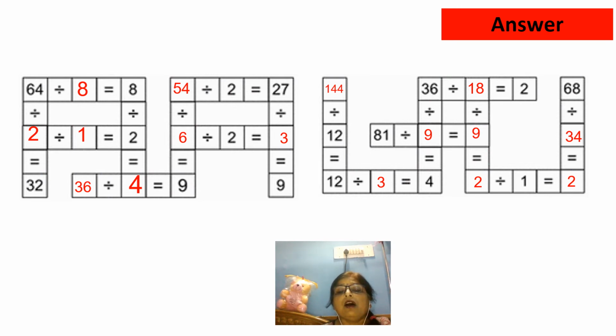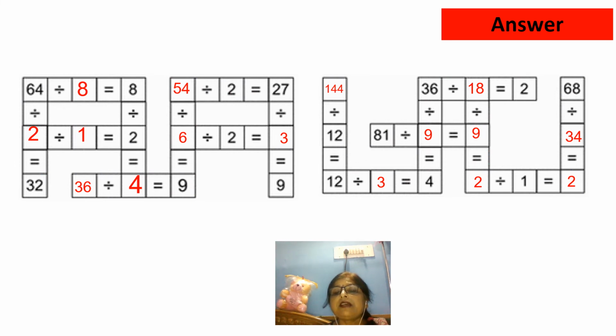Next, the answer is here 12. So 144 will be divided by 12 and you are getting here answer 12. Next, the answer is 2. So 36 will be divided by 18. Then you will get 2. Next, the answer is 4. So 36 will be divided by 9. So you are getting here 4. Again your answer is 4. So 12 will be divided by 3. Your answer is 4. Next one here the answer is 2. So it will be divided by 18.